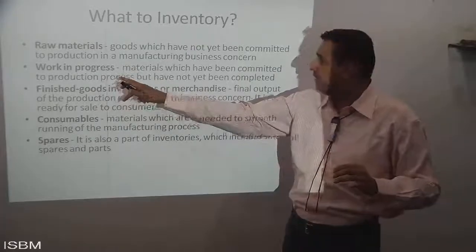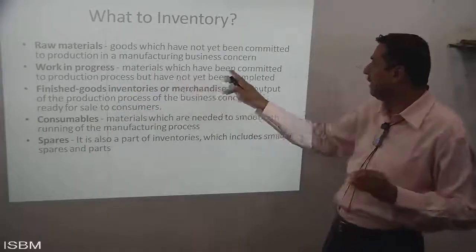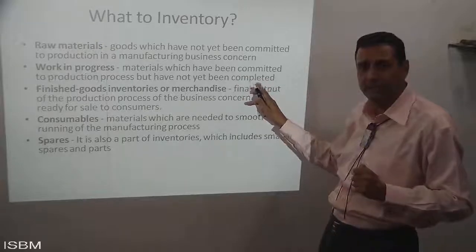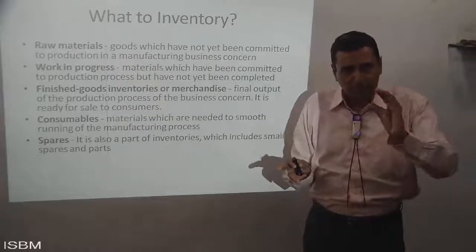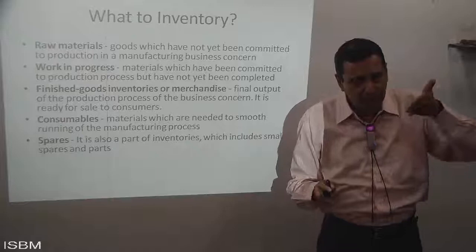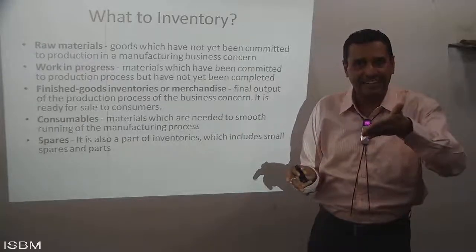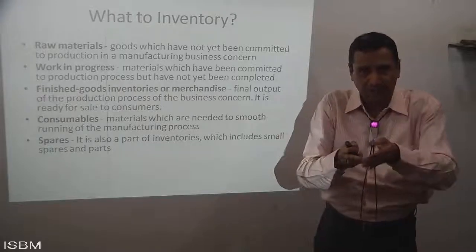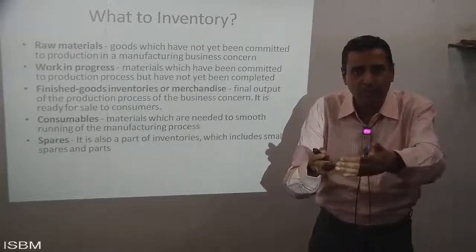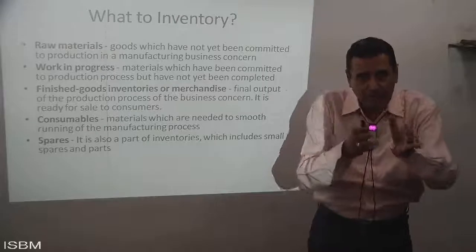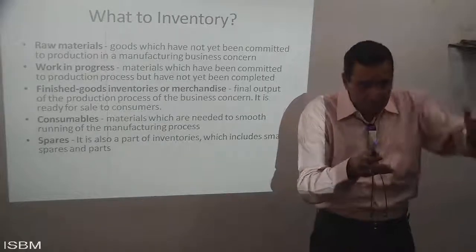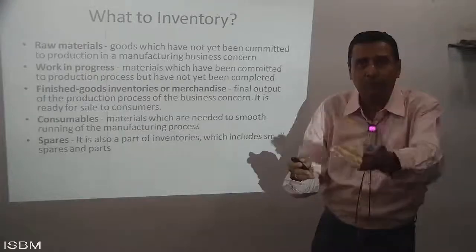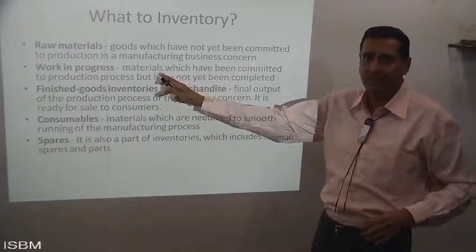Then there is work in progress. Work in progress is materials which have been committed to the production process but have not been completed. It means part of the raw material has already been issued to the production line and is lying on the production shop floor, to be consumed for producing the final product. That is known as work in process.